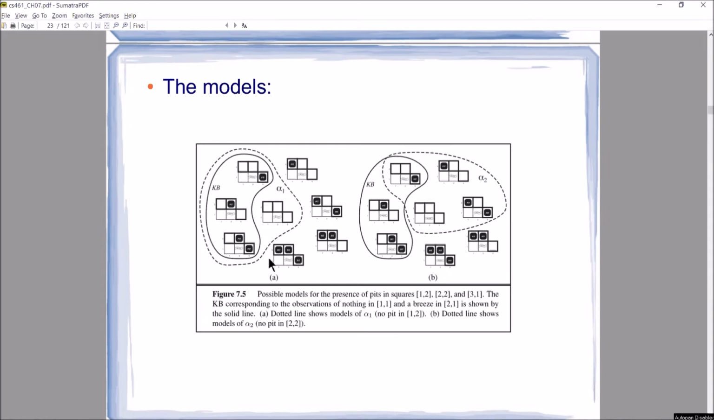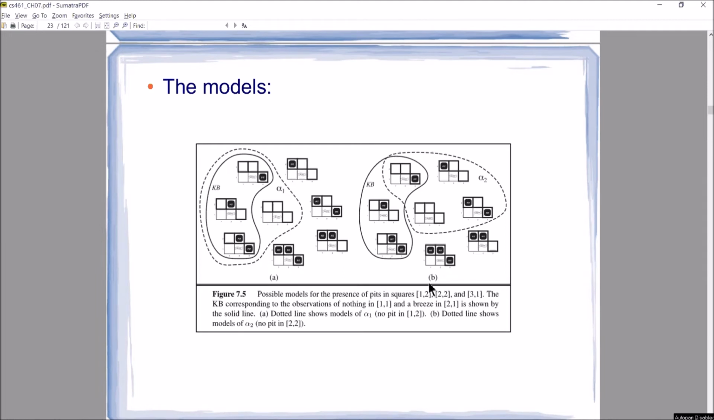Okay, so all of these, right, inside of the dashed line, this is what it would look like. This is what the combination of values of variables would look like if there were no pits in square 1, 2. The rest of them have pits in 1, 2, so we can eliminate those. Those are not possible worlds, okay? So these aren't models that we're going to be looking at.